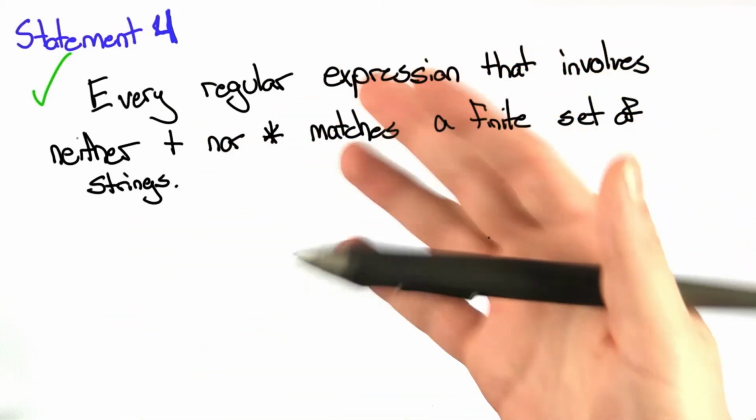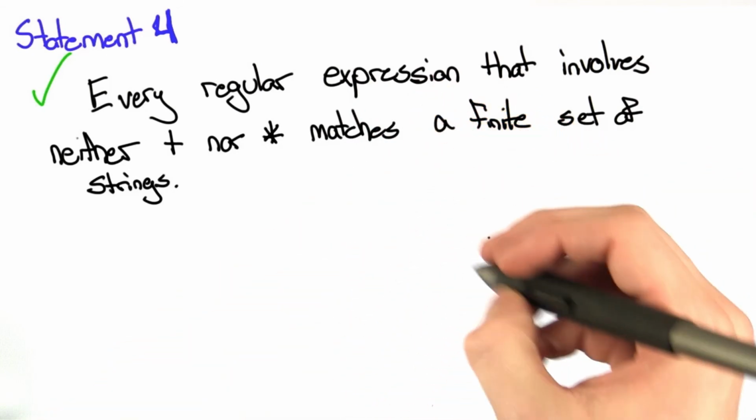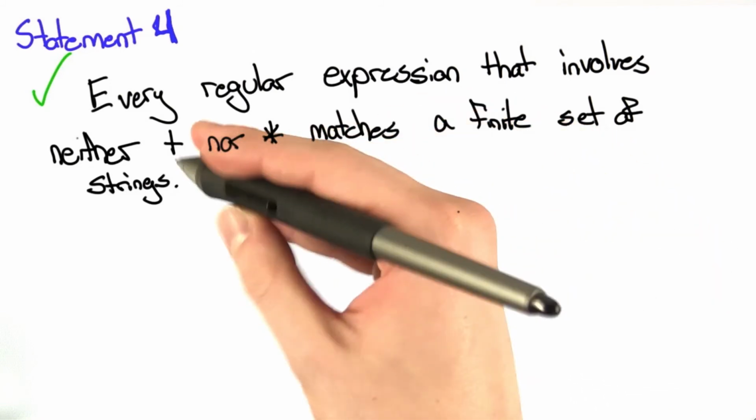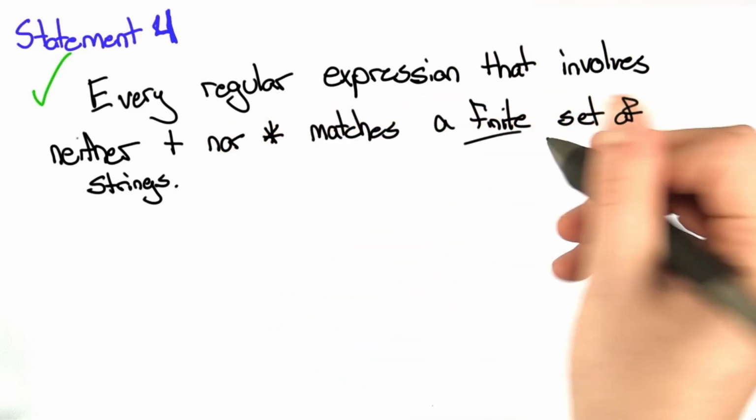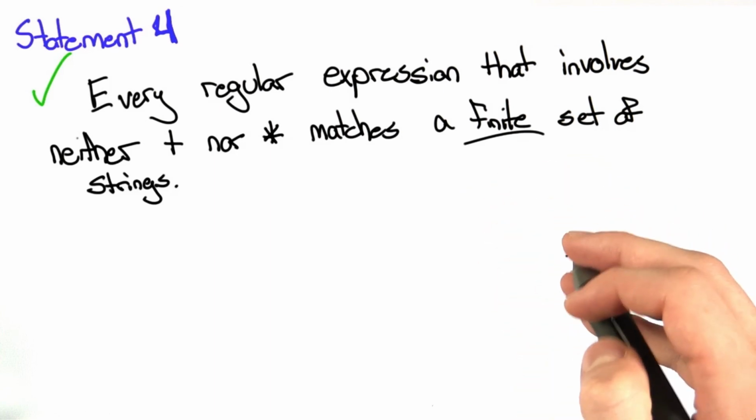I can enumerate a lot of different strings in my regular expression, but it's never going to be infinite. And so if you don't have the plus or the star, you're stuck with a finite set of strings. It may be a very large finite set, but it's still finite.